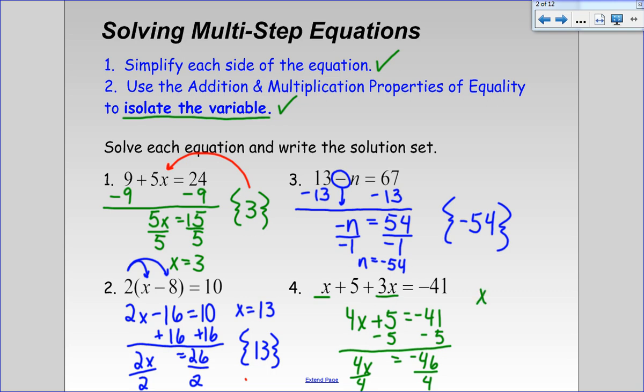So x is going to equal negative 46 over 4, and 4 doesn't go evenly into 46, but this fraction can be simplified. So x equals negative 23 over 2. And so that's what our solution is. Negative 23 over 2 is the value that would make this equation true. So that's our solution.